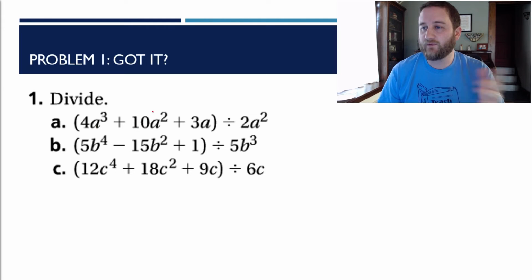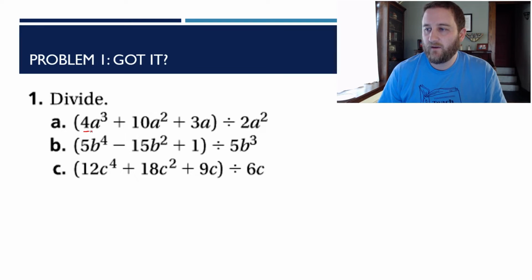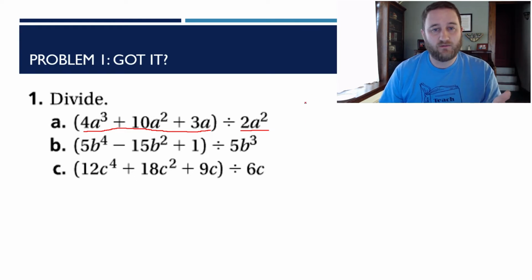So this first problem here, we've got 4a cubed plus 10a squared plus 3a, and we're going to divide it by the monomial 2a squared. I'm going to go over this one with you. The other ones I'm just going to put the answers up, I think, just to save some time. So I'm going to write it out.